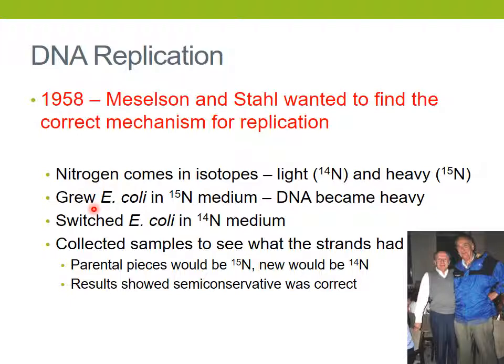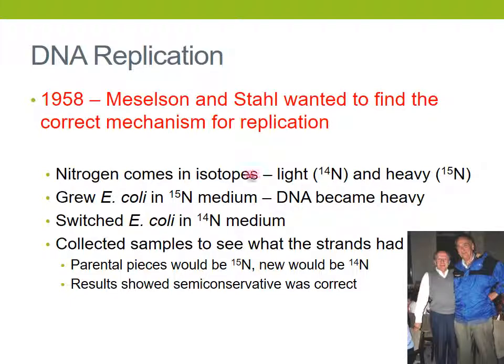E. coli, and we know that nitrogen can come in isotopes. So we can have what we call light nitrogen, nitrogen 14, which is considered light, and then another extra neutron in there would be heavy nitrogen, nitrogen 15. So what happened was they decided to grow E. coli in nitrogen 15 medium, which is heavy.